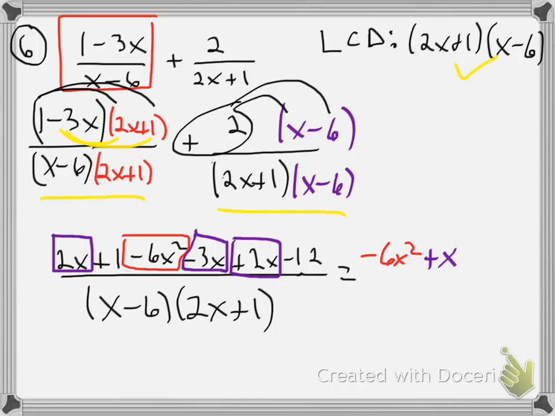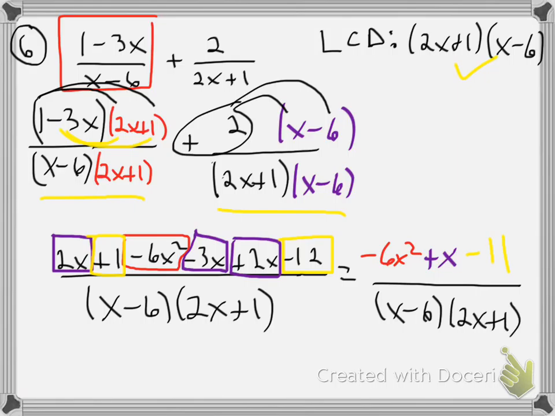And then the last one, I'll do this one in yellow. I get constants, a positive 1 and a negative 12. That's negative 11. And then on the bottom is x minus 6, 2x plus 1. So I'm going to make this a minus 11 so you can read it better.